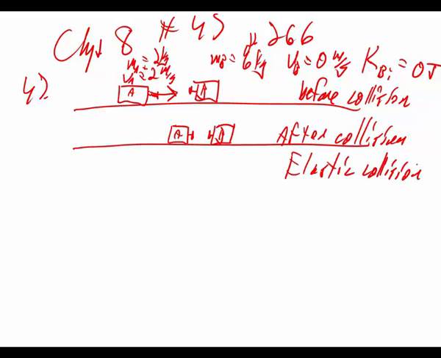And what do we know about elastic collisions? Well, first of all, in collisions, what happens to momentum? Momentum is always what? Conserved. In an elastic collision, what else is conserved? Kinetic energy. Very good. All right.